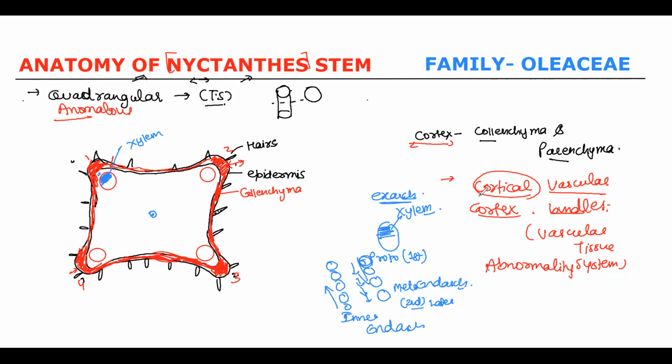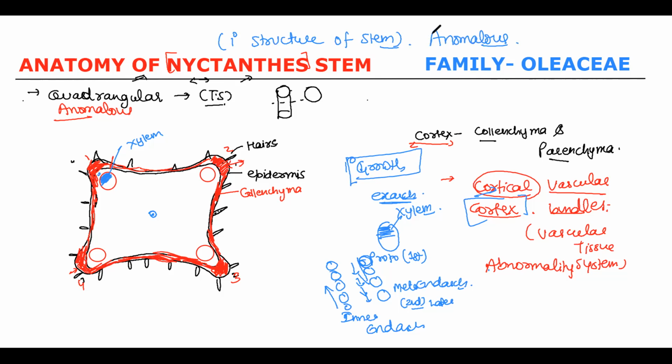The second abnormality is the presence of the vascular bundle in the cortex region. This is also an abnormality in primary growth. We are not talking about secondary growth till now. These are the abnormalities present in the primary structure. Here we are discussing the primary structure of the stem, not the secondary growth yet. So the anomalous conditions are present in the primary structure itself.